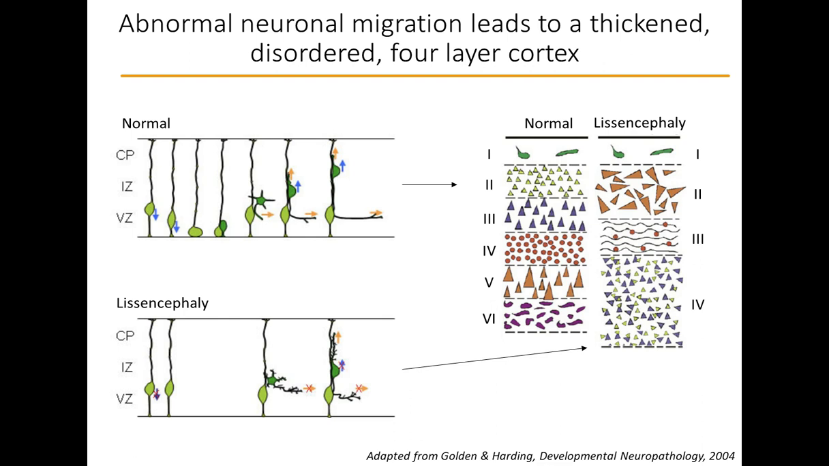So as I mentioned in the introduction, neurons are produced at the apical surface of the brain through asymmetric cell division of neural progenitor cells or glial cells. The fated neurons migrate in an outward fashion, and they populate each layer of the cortex in a temporal manner to produce a 6-layer cortex. When you have aberrant migration, you end up with a smooth, thickened 4-layer cortex, and patients with lissencephaly have this feature.